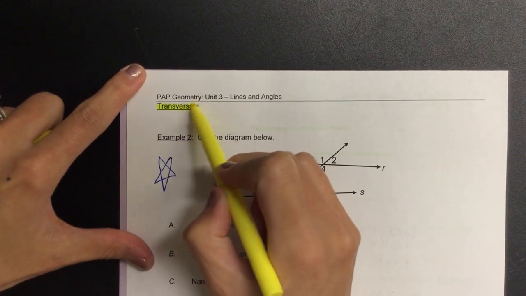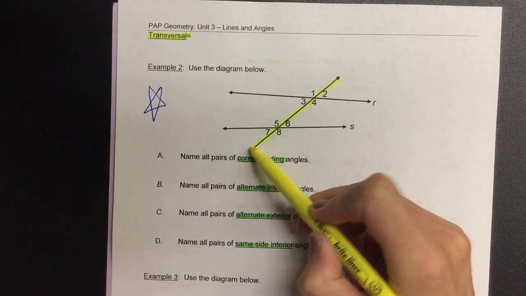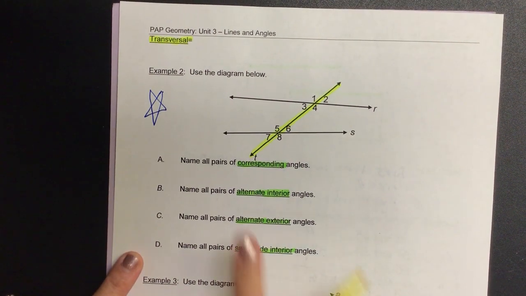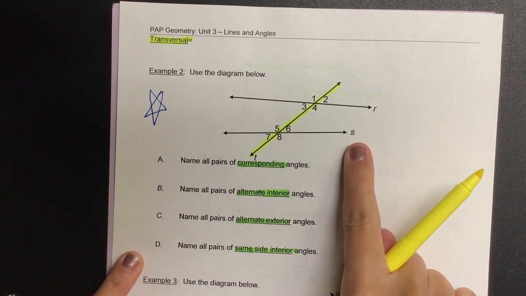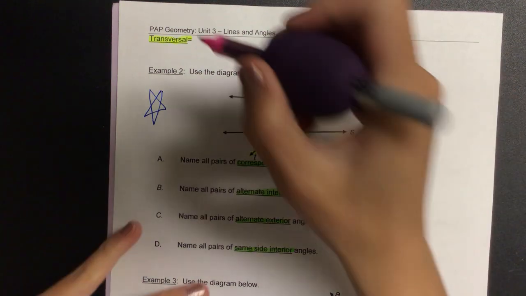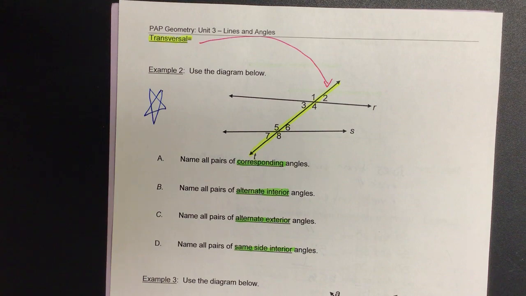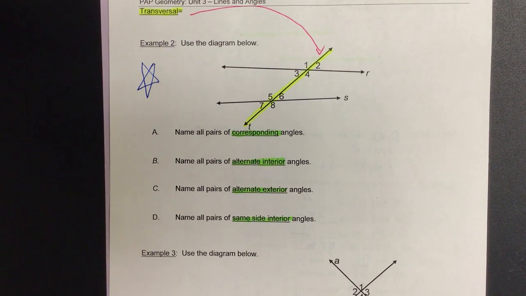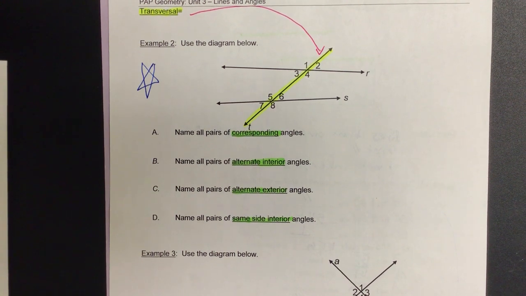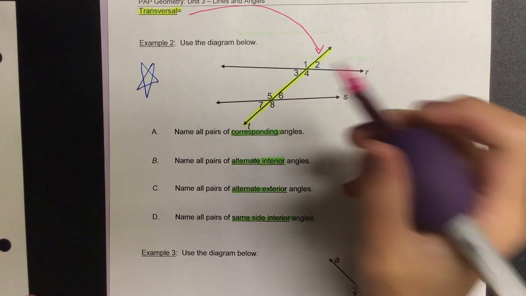Instead of defining this word, I'm just going to show you what that is. It is a line that passes through two lines. So line T is passing through R and S, so therefore line T is our transversal. So if you want to draw the arrow and say, hey, here I am. Okay, I am going to give you what pairs of angles are corresponding, and then I want you to define in your own words what they are.